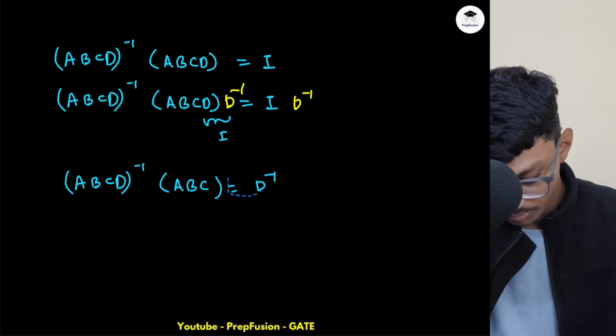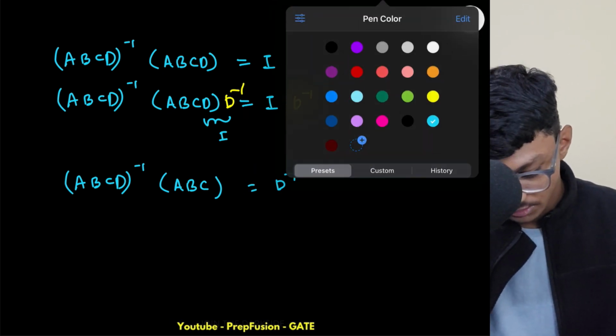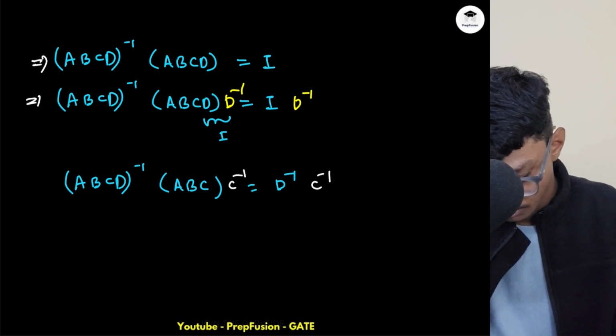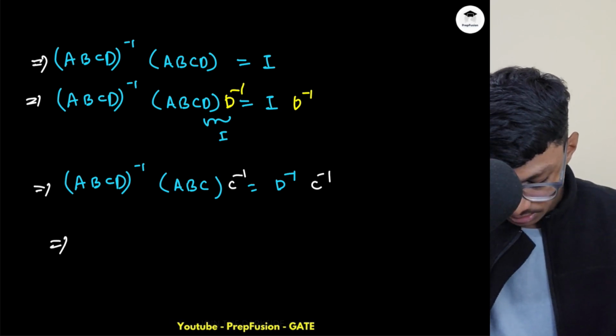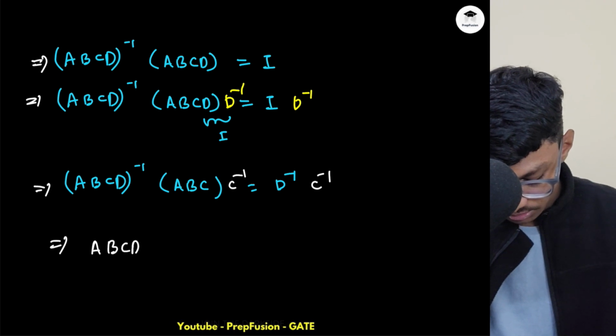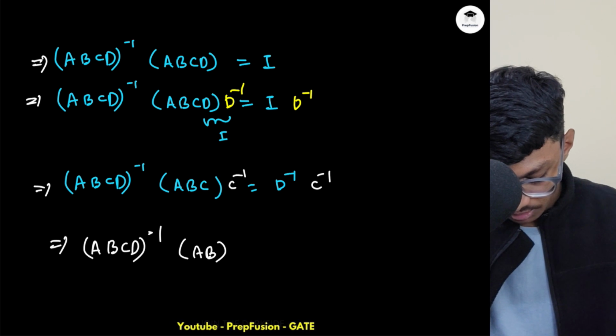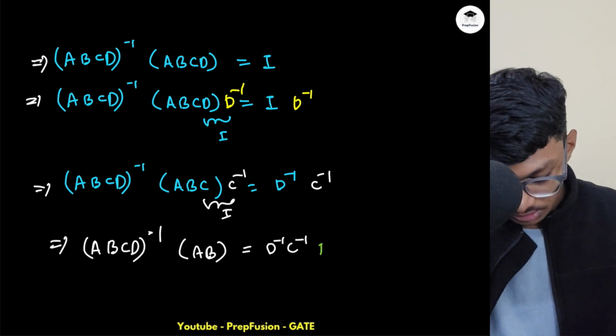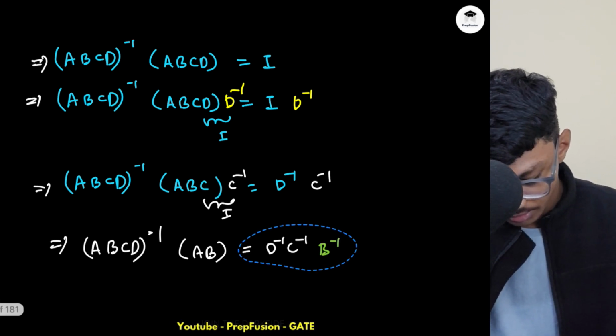Now what I will do, I will multiply by C inverse. Post multiply C inverse, then this will be AB. Just doing this in a hurry actually. Inverse into AB, this will again become I equals D inverse into C inverse. Now I will multiply with B inverse, again this will become I.